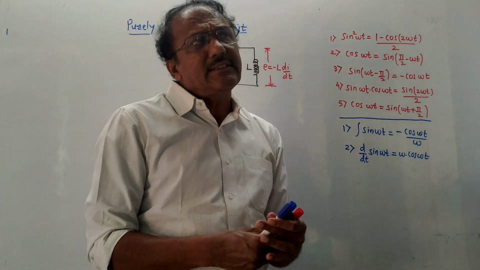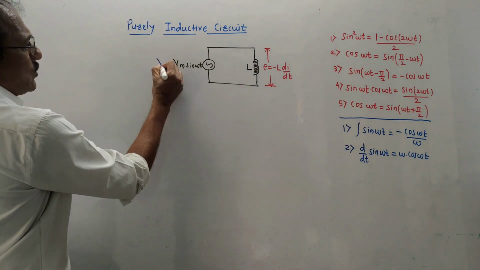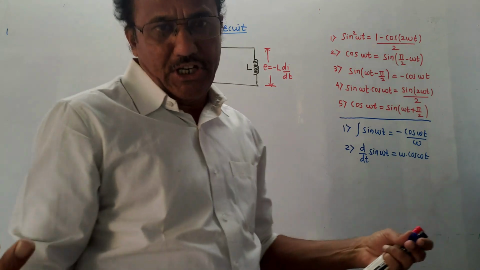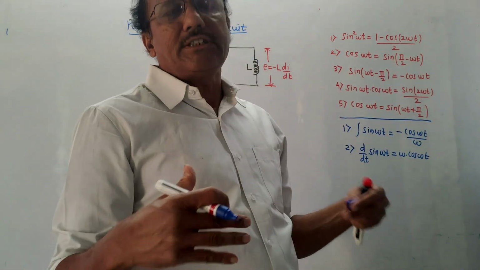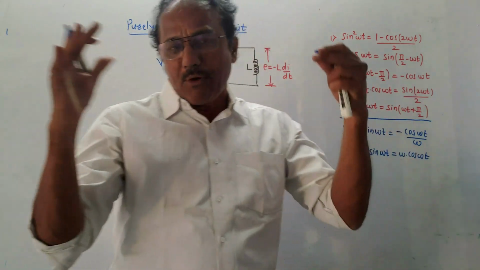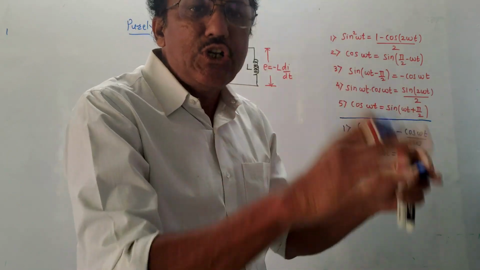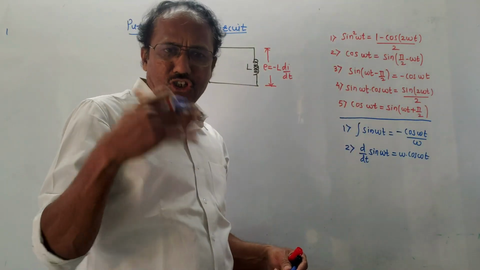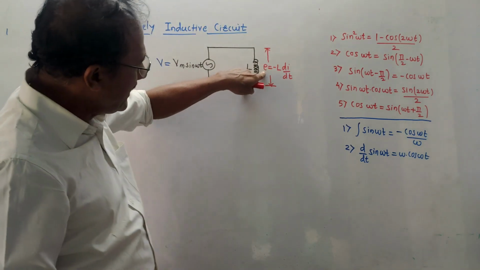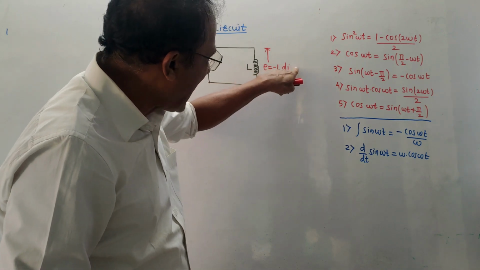Now, the supply voltage is V is equal to Vm sine omega t. This is alternating voltage. Whenever there is an alternating voltage, it produces alternating current, which produces alternating flux. And the property of inductance is that it generates a self-induced EMF whenever there is a change in flux. This value of self-induced EMF is given by E is equal to minus L, where L is the value of inductance, into di by dt.